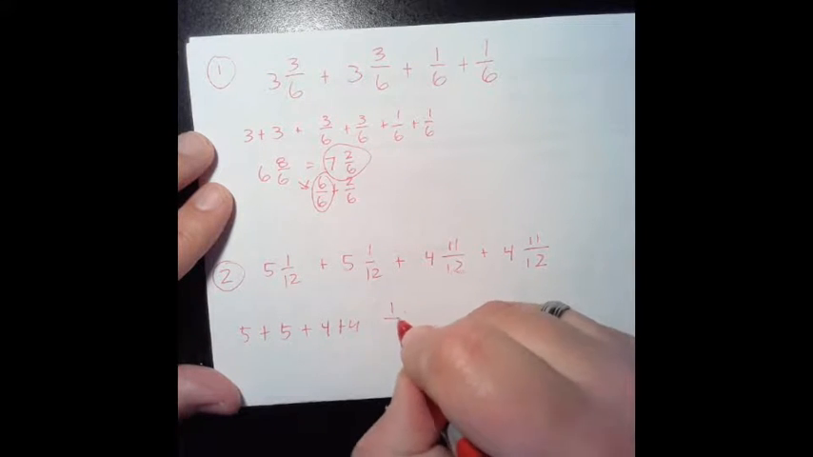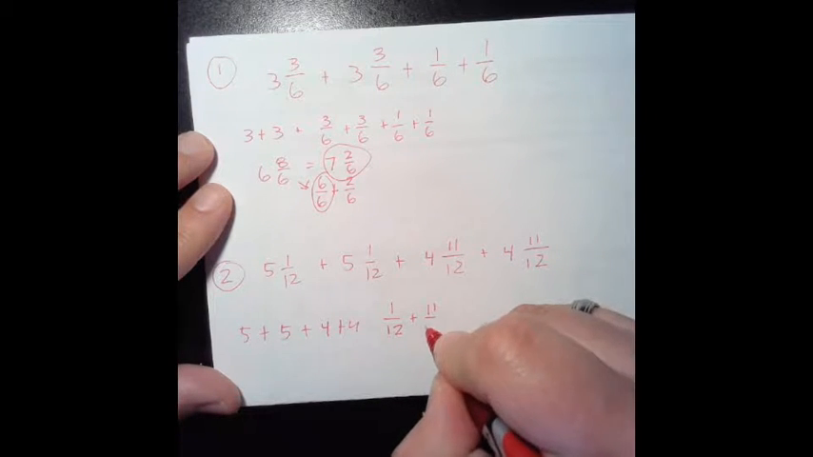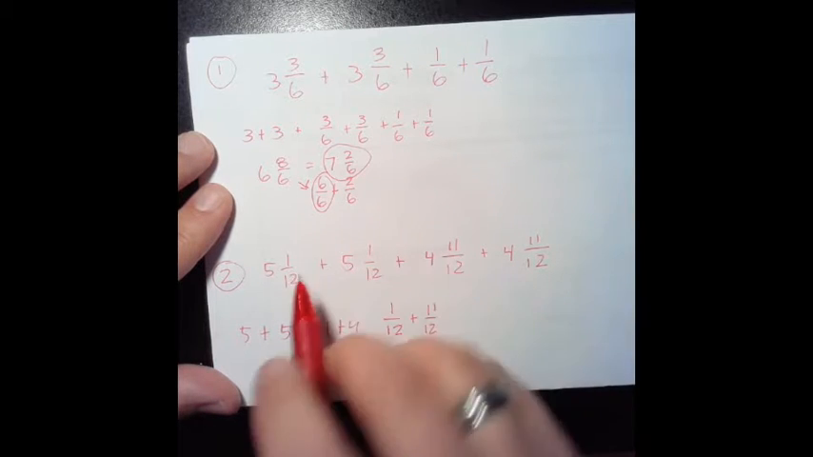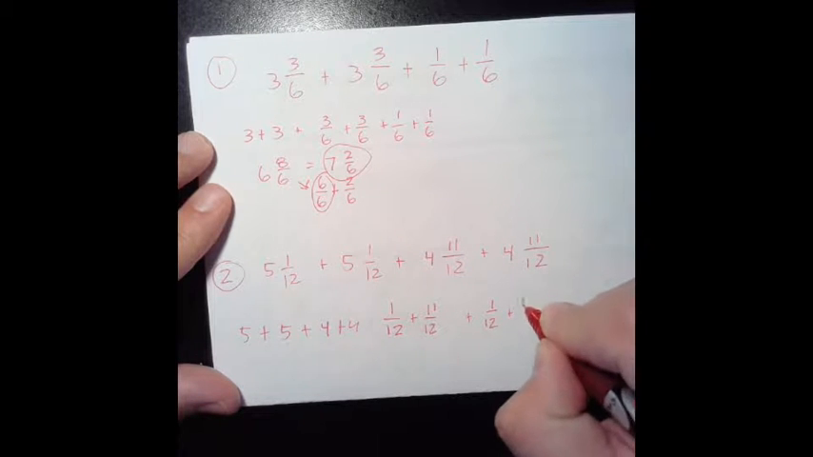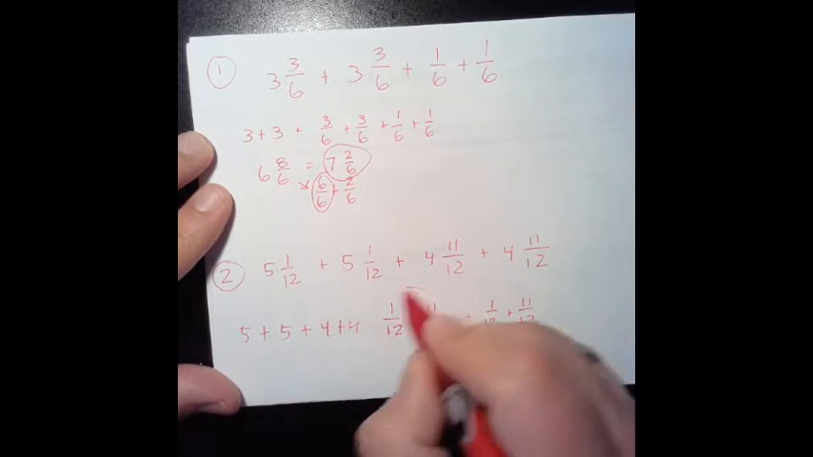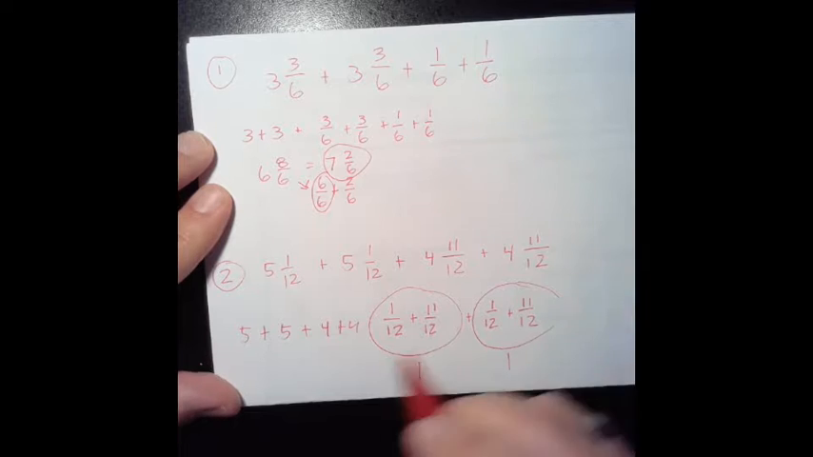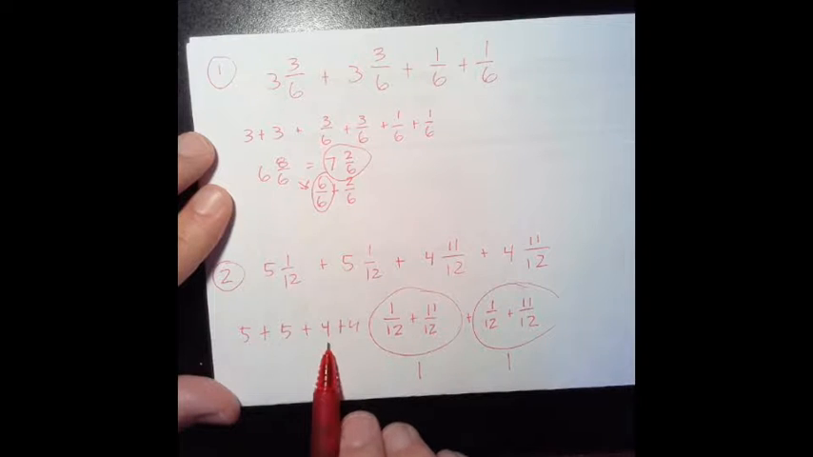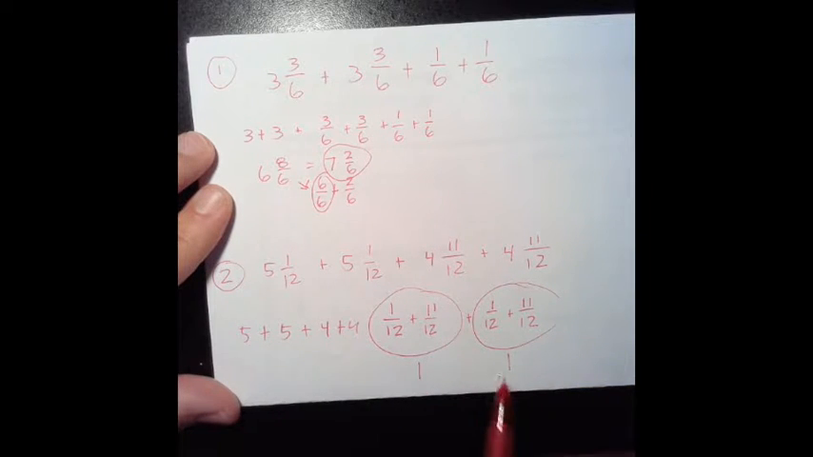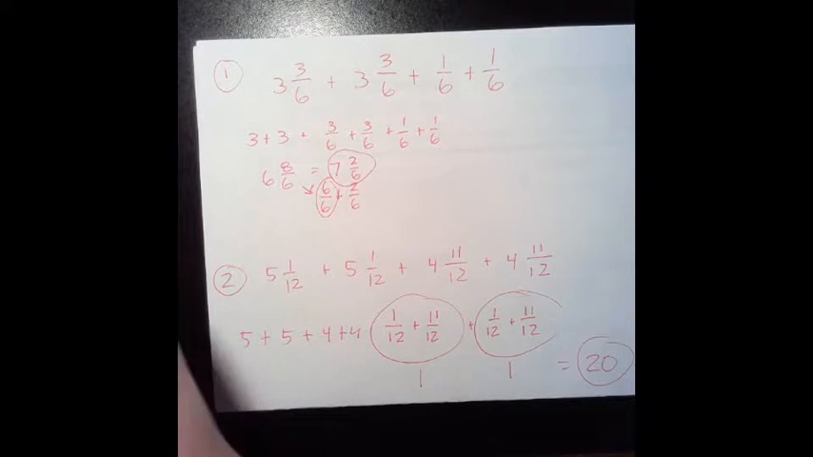So I'm going to group 1/12 plus 11/12, and that will give me one whole. I'm going to do the same thing with the other 1/12 and the other 11/12. That gives me 12/12, which would be 1. This also gives me 12/12, which is 1. Now we just need to add all our wholes together. 5 plus 5 is 10, plus 4 plus 4 is 8, so that's 18, and 19, 20. That equals a nice number of 20.